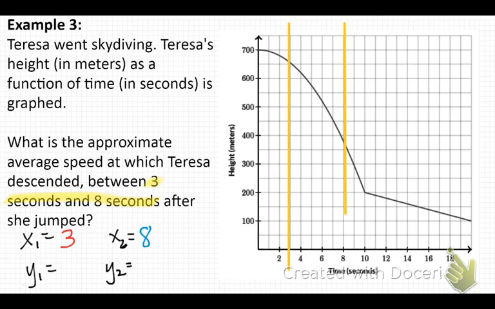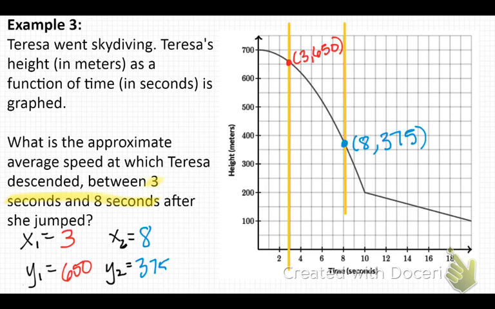Okay, so when X is 3, what is that approximate Y value? How do you know it's 650? It's halfway between 600 and 700? Is that what you were thinking? Okay, and then at 8, it's approximately here. So what's that Y value? 375. Why is it 375? It's in between 350 and 400, so it's about 3/4 of the way up.